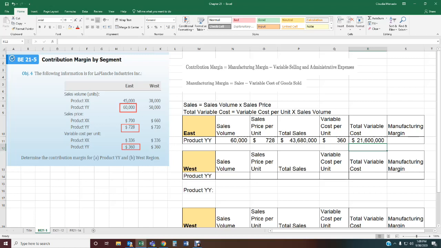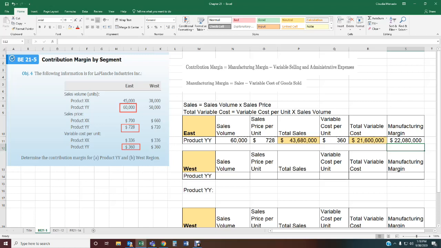Okay, so now I've calculated everything. The only thing I'm left with to calculate is my manufacturing margin. Well, what is your manufacturing margin? Your manufacturing margin is your sales minus your total variable cost. So we're going to get our sales minus our variable cost, and that's going to give me $22,080,000. That is the manufacturing margin for product YY for the East side.